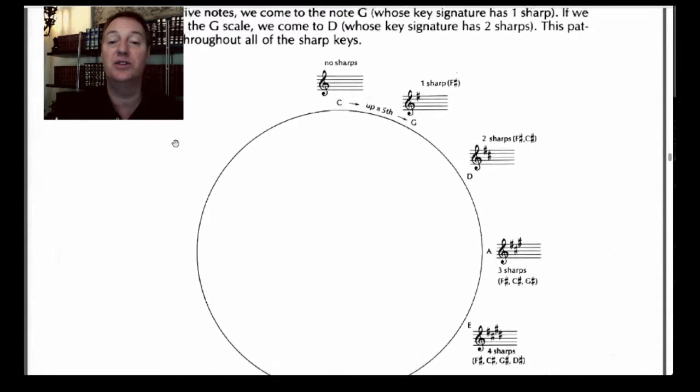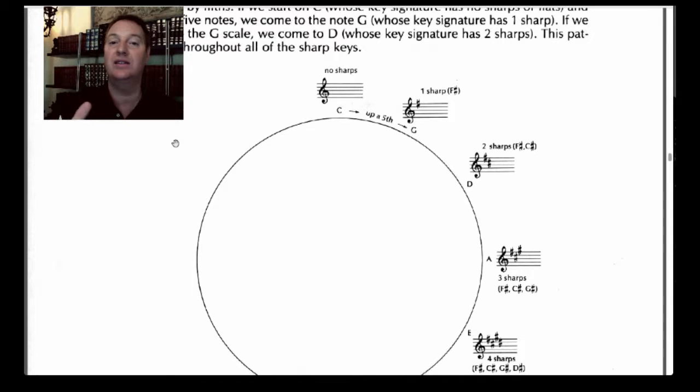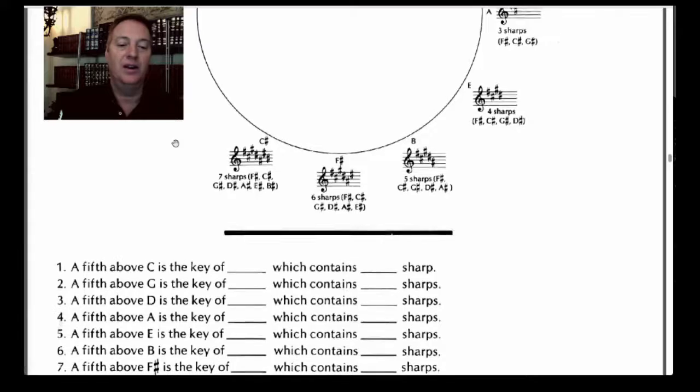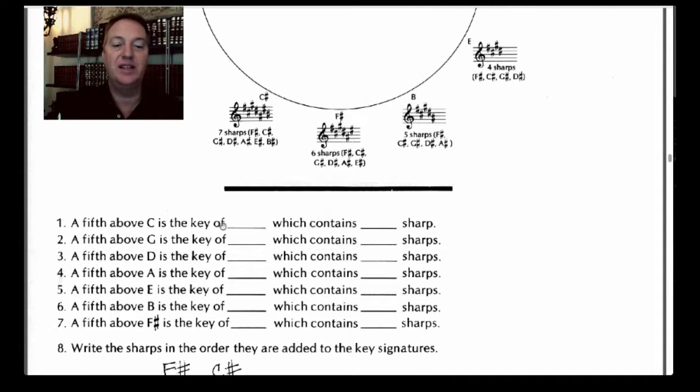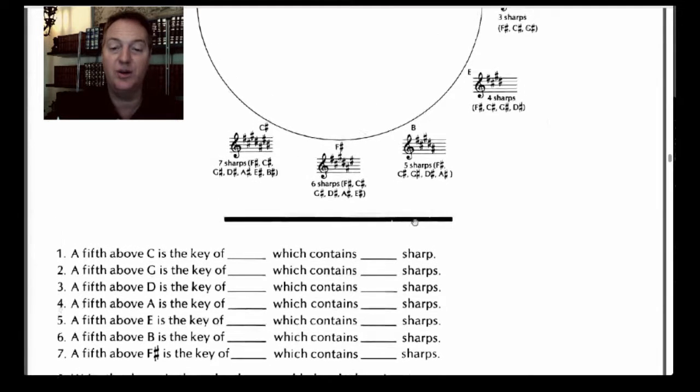I'm pointing all this out to just have you familiar with the concept of the circle of fifths, because it's a reference point of understanding how every fifth that you go up, it adds a sharp. Every fifth you go down adds a flat. And so that's how they're interrelated. Okay? All right, so a fifth above the key of C is the key of, which contains 1 sharp, right?